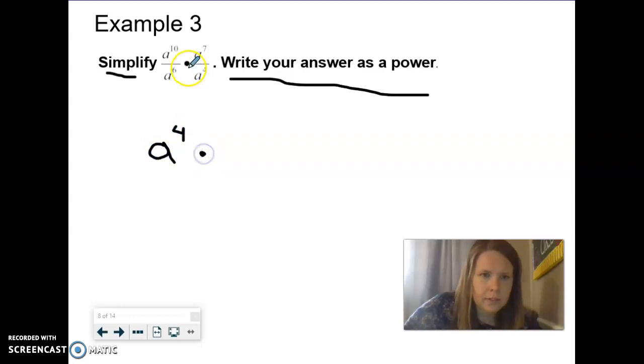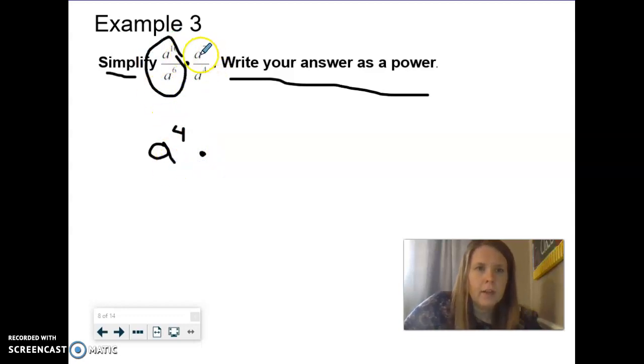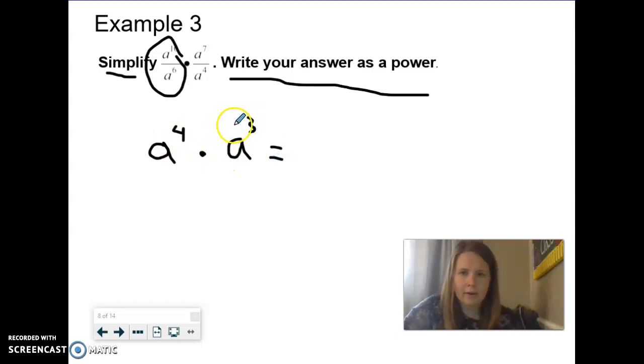Okay, ultimately, I'm still going to have this multiplication equation left. I'm just simplifying within here right now, and I got a to the 4th. In this case, I get a to the 7th divided by a to the 4th, so 7 minus 4. Okay, that's going to be a to the 3rd. And my last step, when I have this multiplication here, means I'm going to add my exponents. So adding them together, I get a to the 7th.